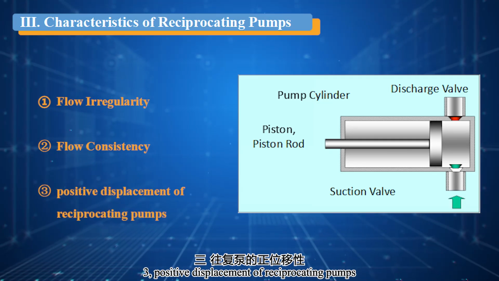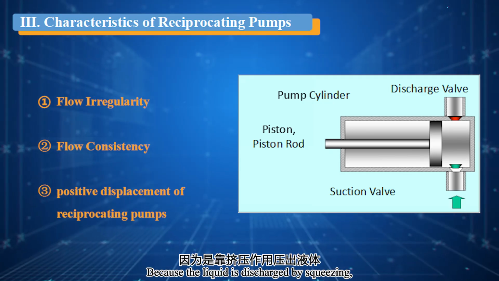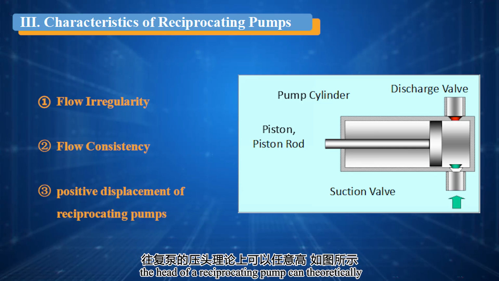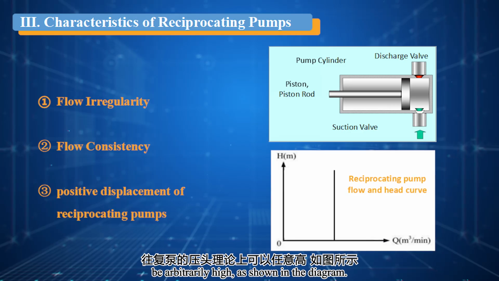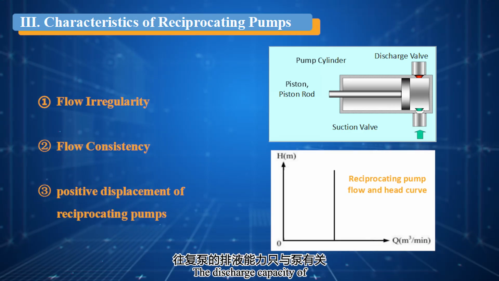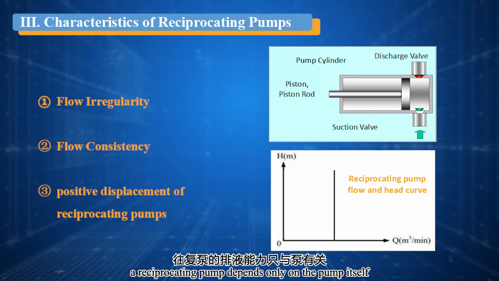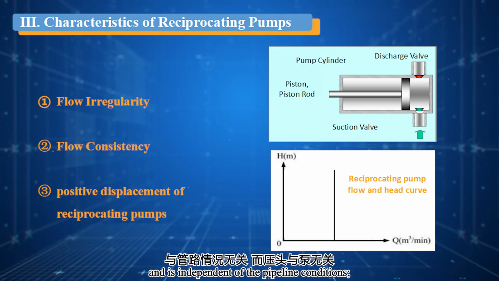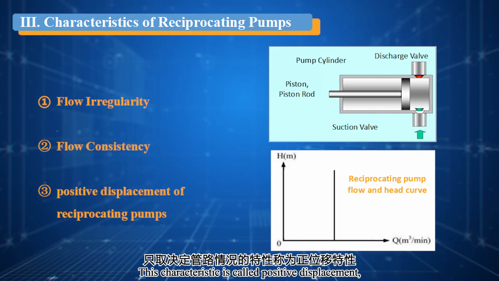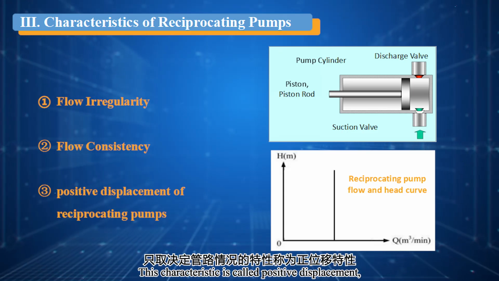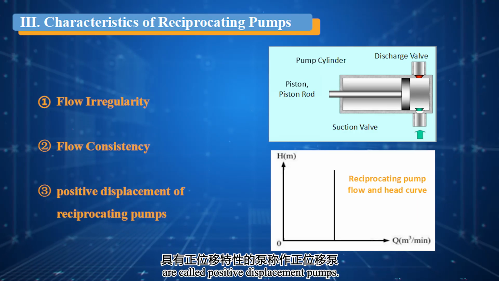Third, positive displacement of reciprocating pumps, because the liquid is discharged by squeezing. The head of a reciprocating pump can theoretically be arbitrarily high, as shown in the diagram. The discharge capacity of a reciprocating pump depends only on the pump itself and is independent of the pipeline conditions, whereas the head depends only on the pipeline conditions. This characteristic is called positive displacement, and pumps with this characteristic are called positive displacement pumps.